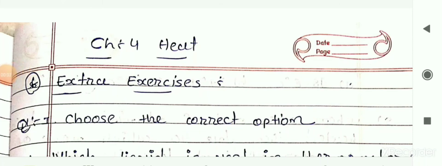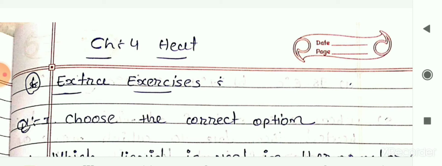Hello students, in this video we are going to study some extra exercise for chapter 4. The chapter name is Heat, class 7, subject science. In the previous videos we had seen textbook solution for this chapter and exemplar book solution for this chapter.